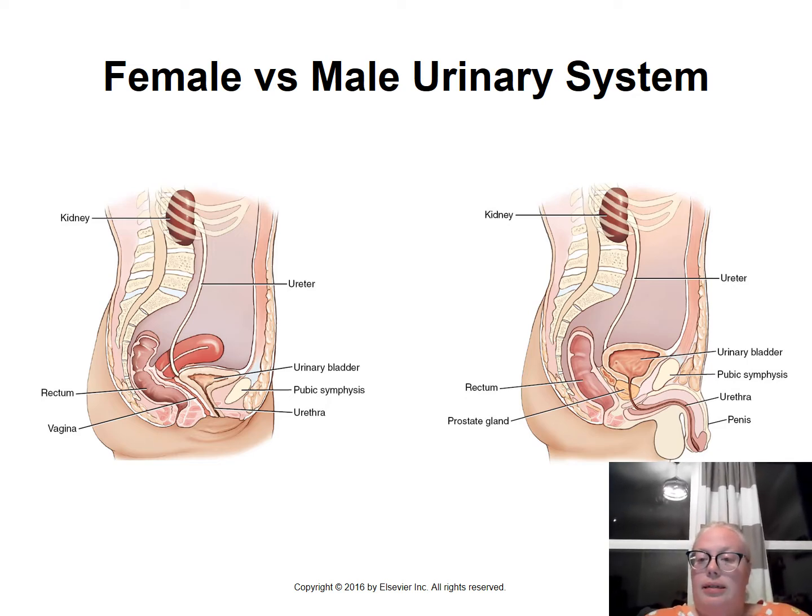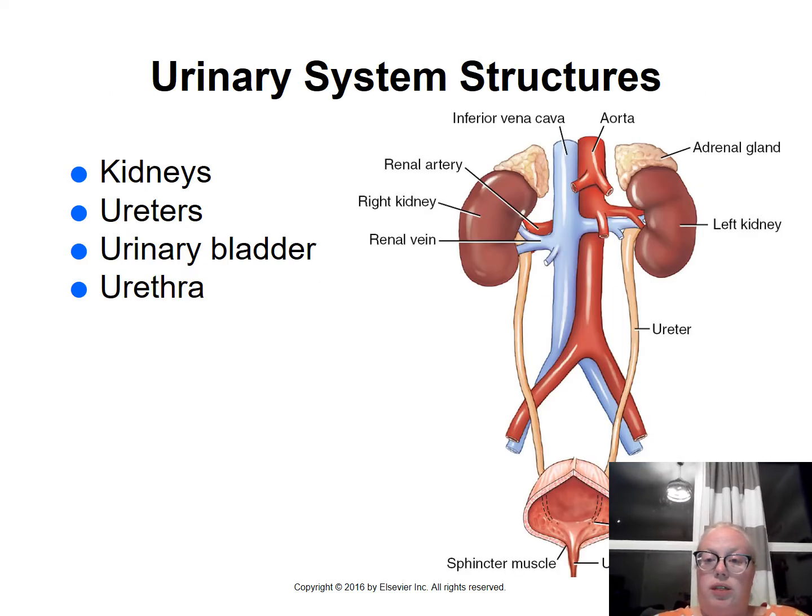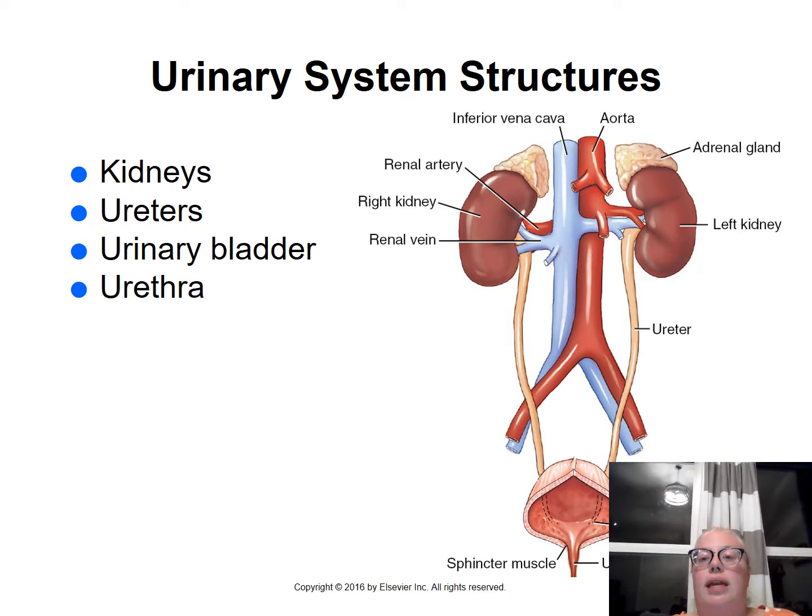As far as our different structures of the urinary system, the main structures are the kidneys, the ureters, the urinary bladder, and the urethra. And so you see here a picture of your kidneys and your bladder, and of course, the muscles of the bladder are also very important. And you can see how the blood flows to the kidneys and so on and so forth.